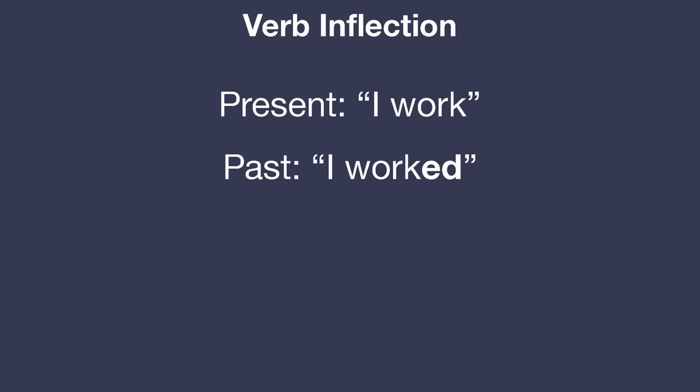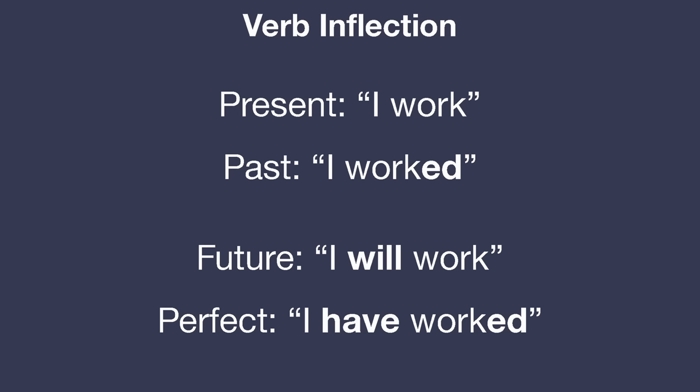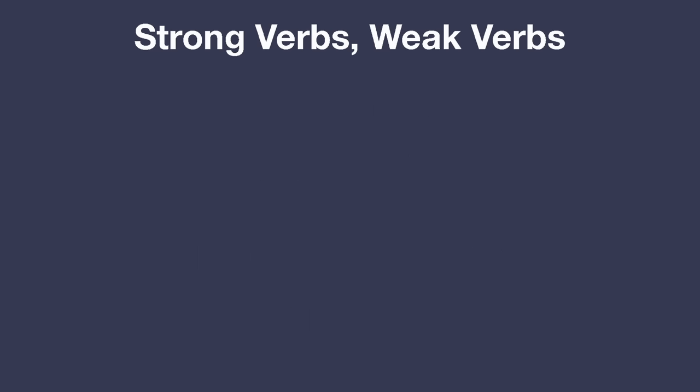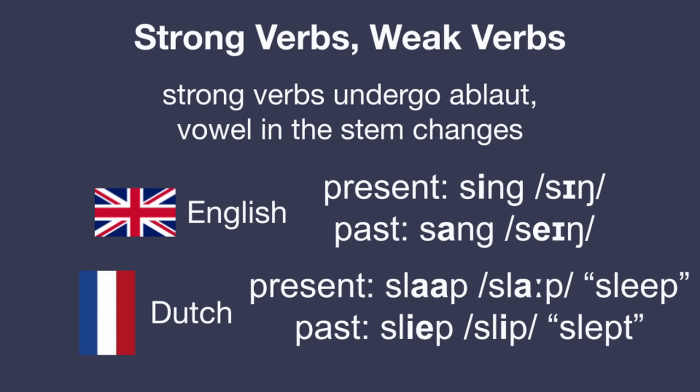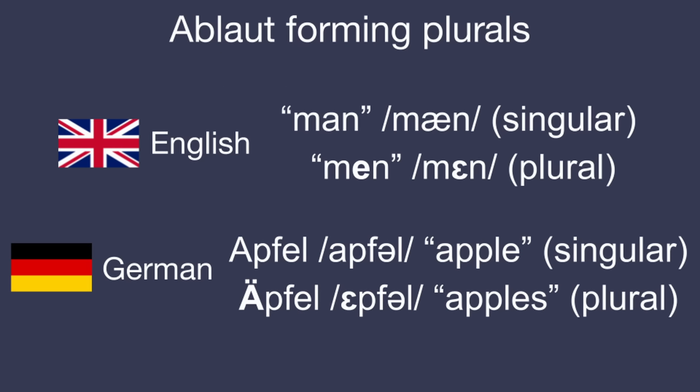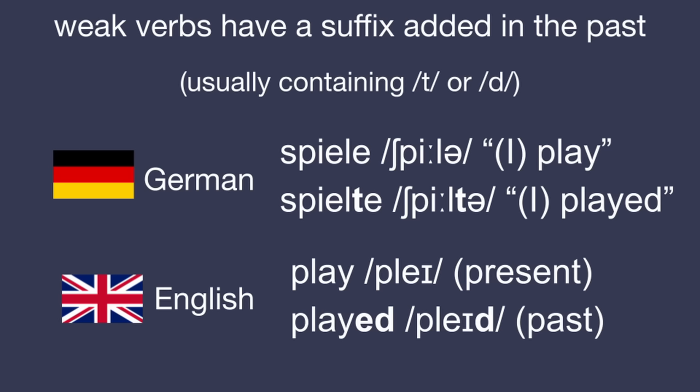Verbs inflect for the past and present tenses, and have analytic word formations for other things like the future tense and perfect aspect. There are strong and weak verbs. Strong verbs undergo something called ablaut, where a vowel in the verb changes for the past tense. Compare English sing and sang, or Dutch slaap and sliep. Ablaut also occurs for many nouns to form plurals, like with English men and man. Weak verbs, on the other hand, have a suffix added for the past tense, usually with da or ta, assimilating for voicing. Compare German spiele with spielte, and English play with played.